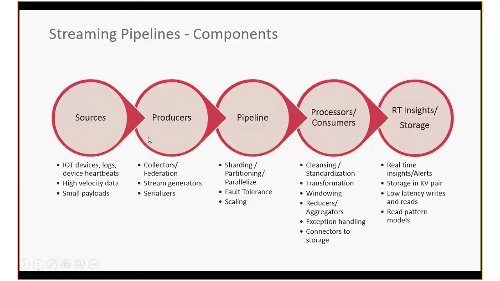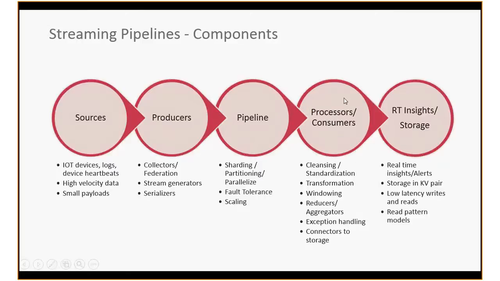Next, there is a concept of a producer, which collects the data from multiple places, serializes it and generates a stream of data. It's kind of a federating agent, right? And then you push it to a pipeline. The responsibility of this pipeline is partitioning, sharding and parallelizing. It has to be a very fault tolerant pipeline, and it has to be highly scalable. Whenever required, the number of pipelines increases. Whenever not required, it goes down. So horizontal scaling has to be there within this pipeline. And that goes with the idea of sharding, right?